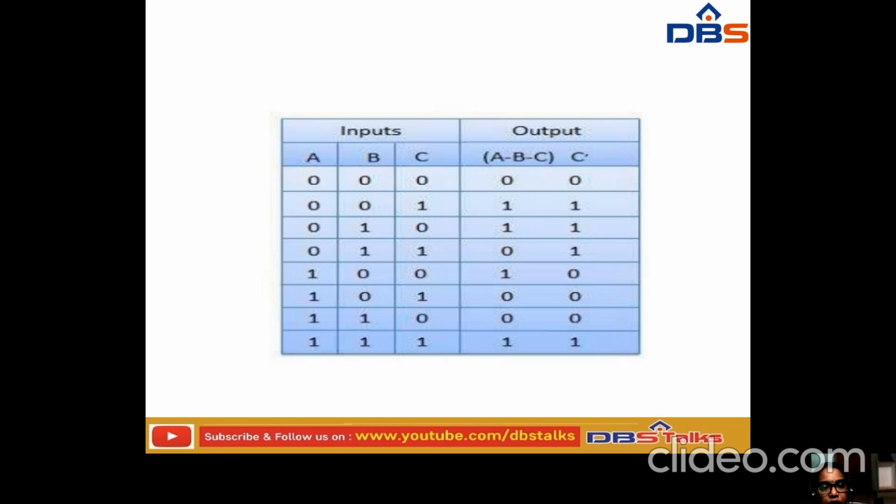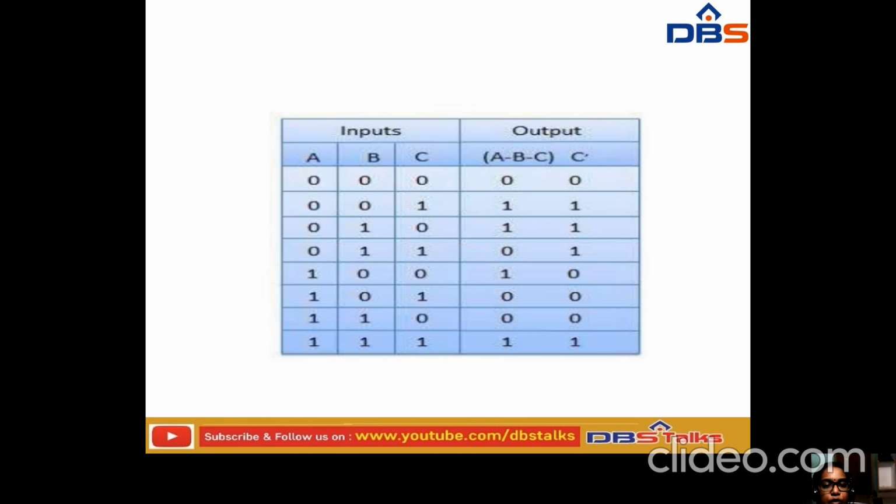1 minus 0 minus 0, 1. So here we are not having any borrow. 1 minus 0 minus 1, 0. So here the output is 0 and the borrow is also 0. 1 minus 1 minus 0, 0. So the output is 0 and here we are not having any borrow. 1 minus 1 minus 1, so the output is 1 with borrow 1. Okay.